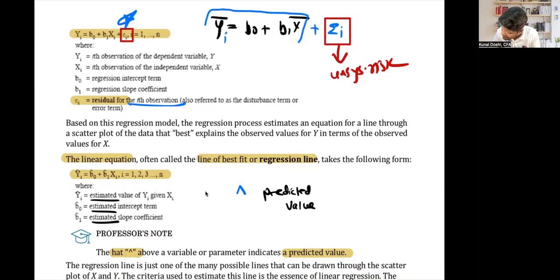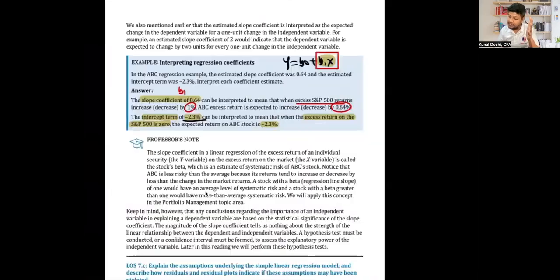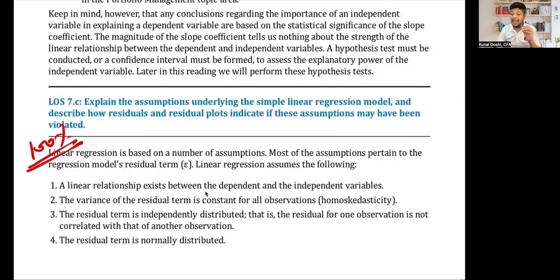Therefore, practically, we only write this part. Theoretically, we write the error in the formula, but when we go to solve, we only solve the one without error, because we assume that the error will become 0. How? By diversification. Understood? Now, most of the assumptions that I'm going to discuss are based on the error, which is the residual term.